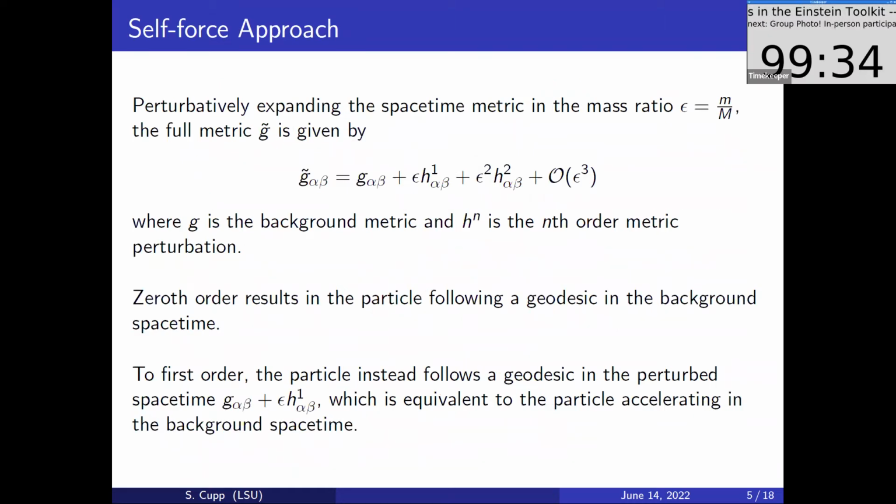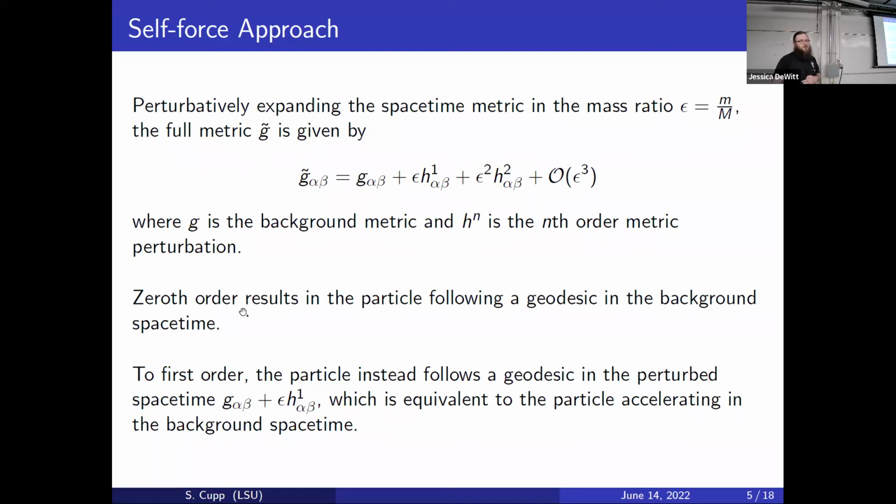So the general self-force approach is to perturbatively expand the spacetime metric in the mass ratio. With this, we have some full metric g tilde, and this expands into some background metric g, and then each of the various perturbation orders, with epsilon h1, epsilon squared h2, etc. So g is some background metric, usually Schwarzschild or Kerr, something like that. And then h_n is the nth order metric perturbation.